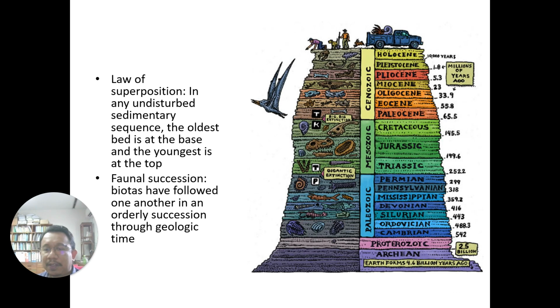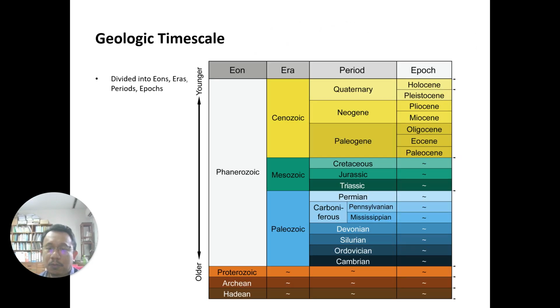Okay, so that's the principle of faunal succession. Biota have followed one another in an orderly succession through geologic time. So all these paleontologists looking at fossils, looking at the rock record, they've looked at all these fossil assemblages. So they've arranged all these fossil assemblages to form a history of the Earth. This table is called the geologic time scale. So this shows the history of the Earth, and the data is mainly based on fossils, right?